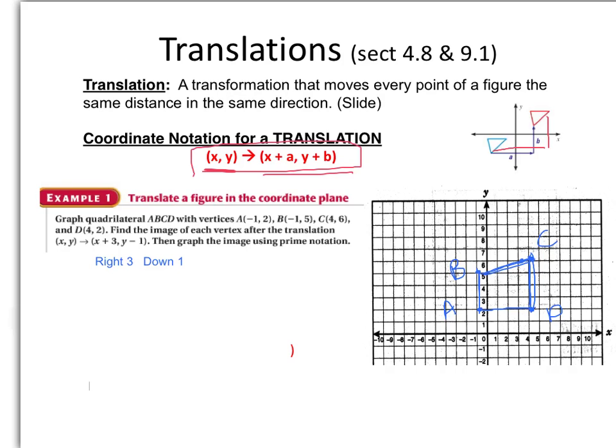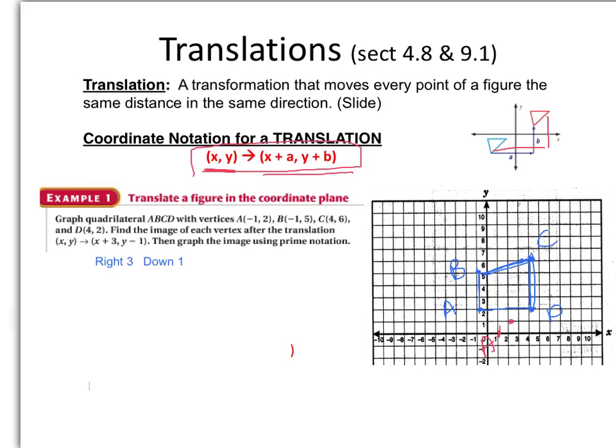Well, plus 3 means take it and move everything right 3. And then it says y minus 1, so that means take everything and move it down 1. So what that means visually I will do, because I'm going to teach you both visually and with coordinates. Visually that means I would take point A and I would move it to the right 1, 2, 3 and then down 1. And that would now become A prime.